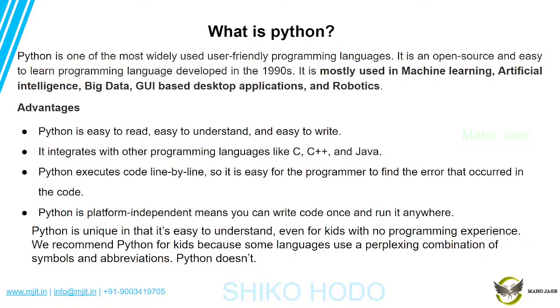And then Python is platform independent, which means you can write the code once and you can run it anywhere. There are two things, platform dependent and platform independent. Dependent means it should be used only on that device. If you use it on any other device, it won't run. That is very difficult for any programmers or developers. For that reason, Python is platform independent.